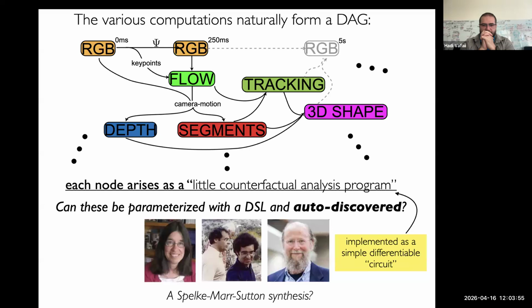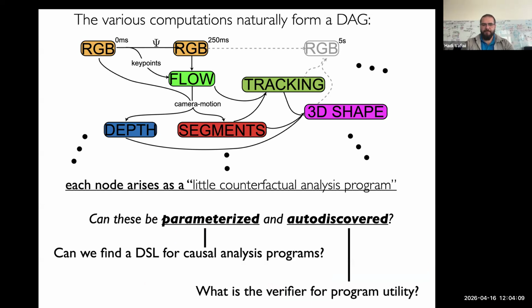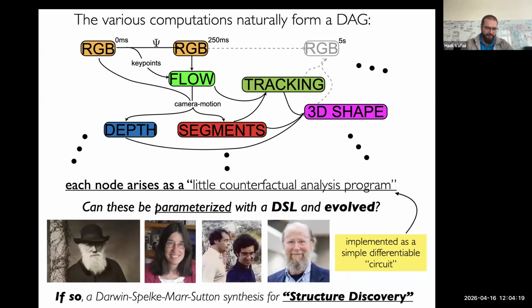But anyway, the point is you're asking, can these be parameterized and auto-discovered? Yes. Is there a DSL for causal inference? And is there a generic verifier for utility of the auto-discovered concept? If they can be parameterized and auto-discovered, if you could find a DSL for causal analysis programs and a verifier for program utility, then that's now like a Darwin-Spelke-Marr machine. And that would be the ultimate type of algorithm. I think that's the frontier of this type of concept.